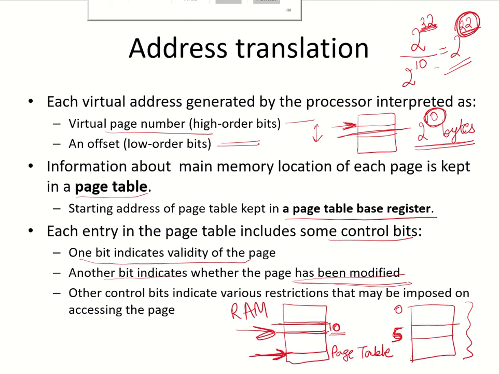Other control bits in the page table will also indicate whether there are any restrictions on the access of that page. There could be read or write permissions that are usually granted to a page. Depending upon the restrictions on the page, the page can be accessed. So this information is also stored in the page table.